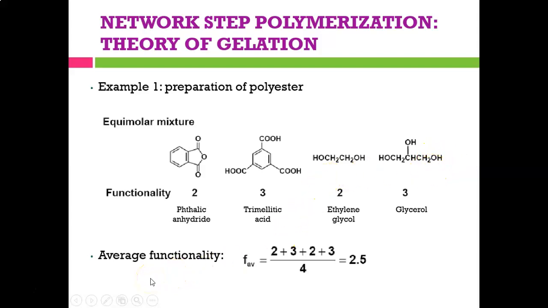And then you need to calculate the average functionality by using the formula FAV equal to sum of Nx times Fx over sum of Nx. So we consider this equation to have equivalent amounts, so just add the number of functionality. Okay, so 4 is the number of molecules: 1, 2, 3, 4. So you get FAV equal to 2.5.